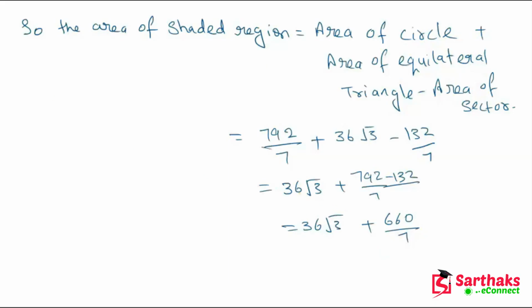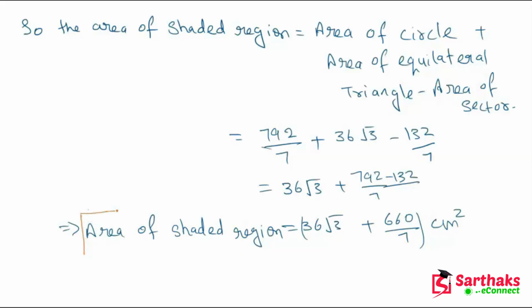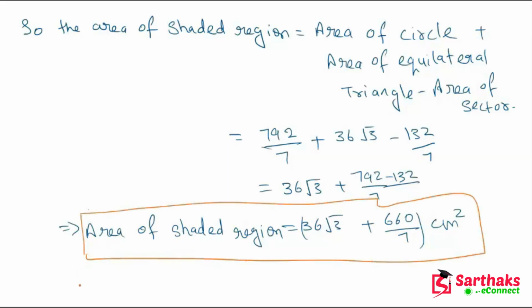So my dear friends, this is the answer. This is in centimeter square. So the area of shaded region is 36 root 3 plus 660 upon 7 centimeter square. So I hope my dear friends you understand these things. Okay, so now let's move on.